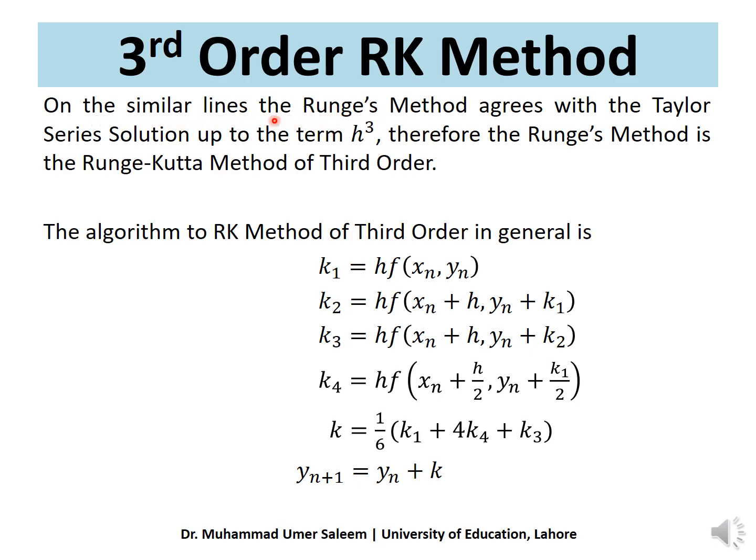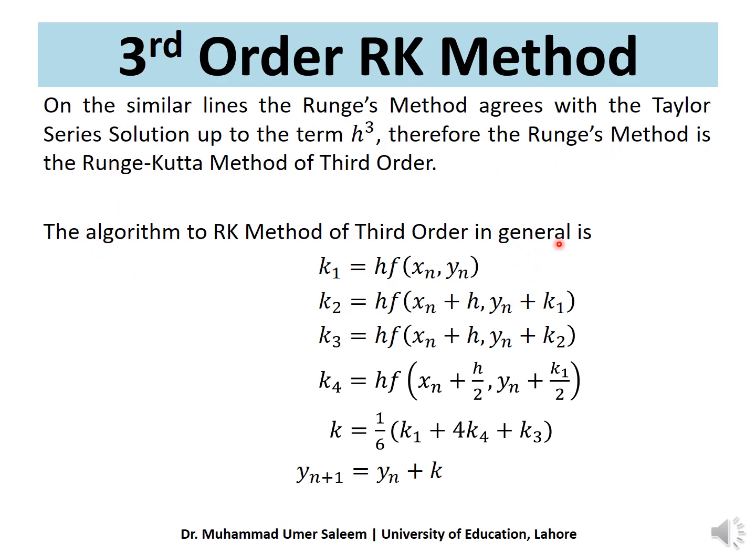On similar lines, the method agrees with the Taylor series solution up to the term h cube, as in the previous case the improved method agrees till h square and Euler agrees till h power 1. Similarly this method agrees with h cube. So therefore this method is the Runge-Kutta method of third order.